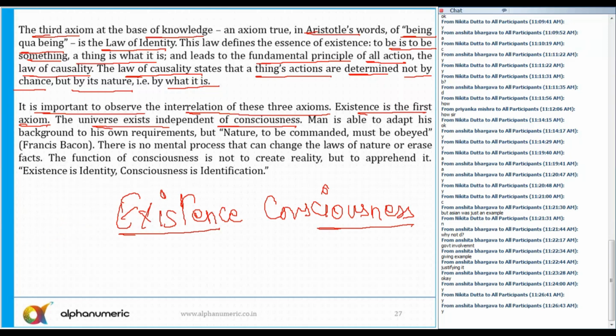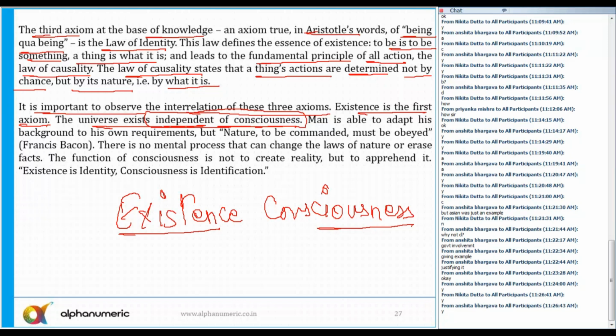For example, some people say, especially an atheist, that I cannot perceive God. Just because you cannot perceive God does not mean that God does not exist. So existence is independent of consciousness. But yes, if you want to understand the existence, you have to be conscious.